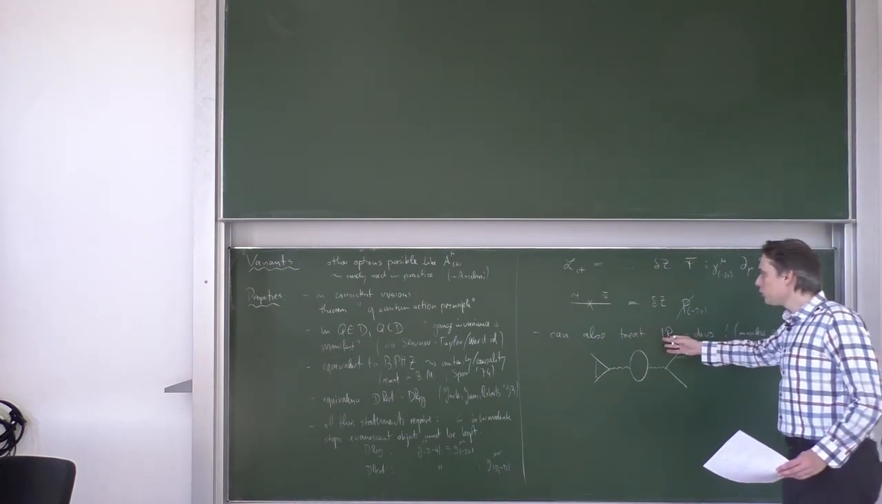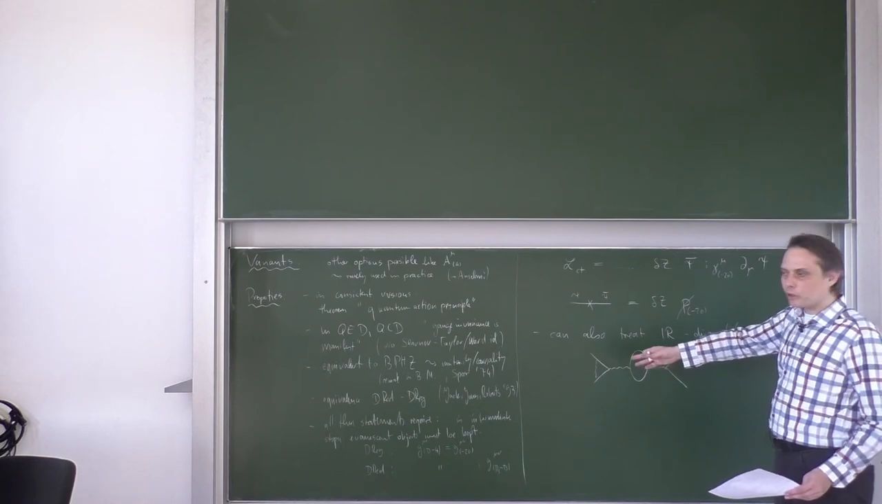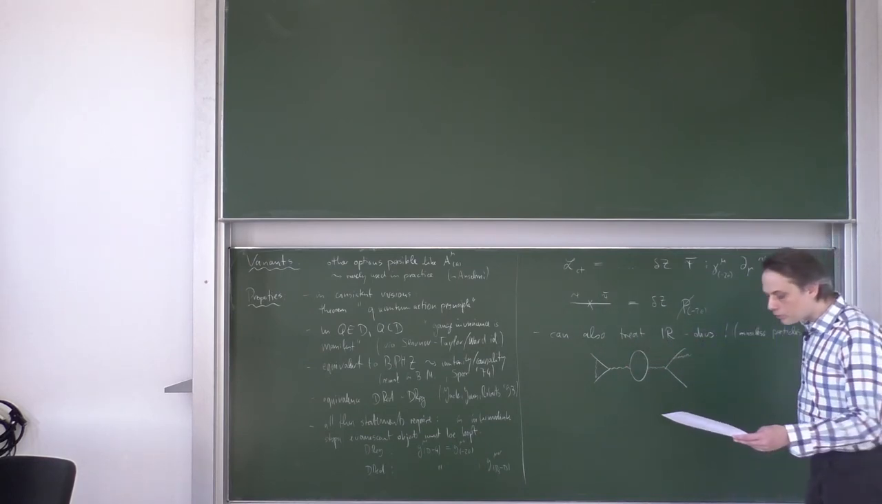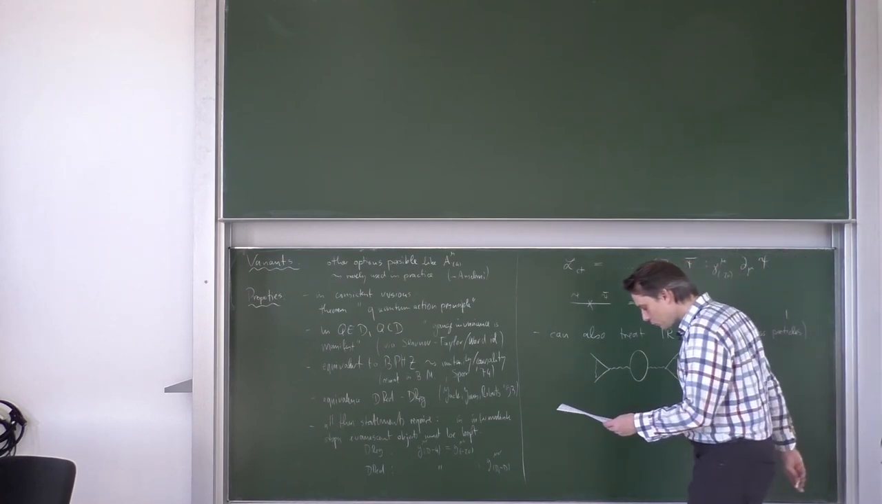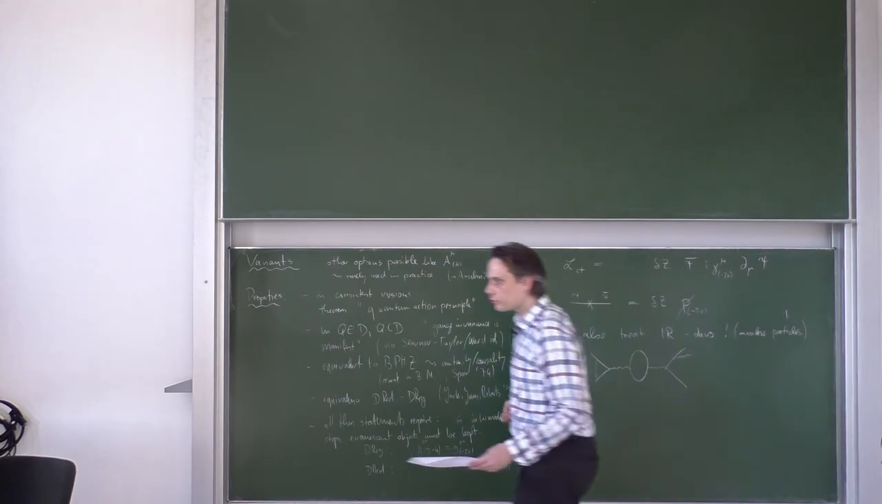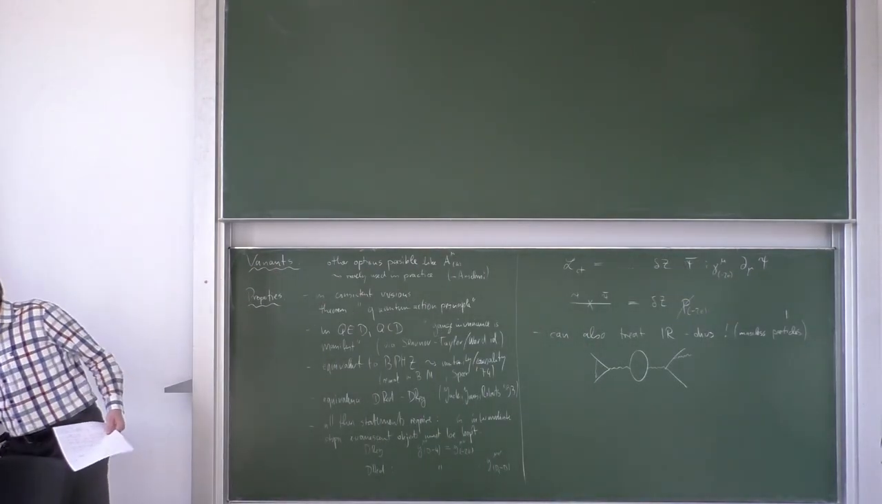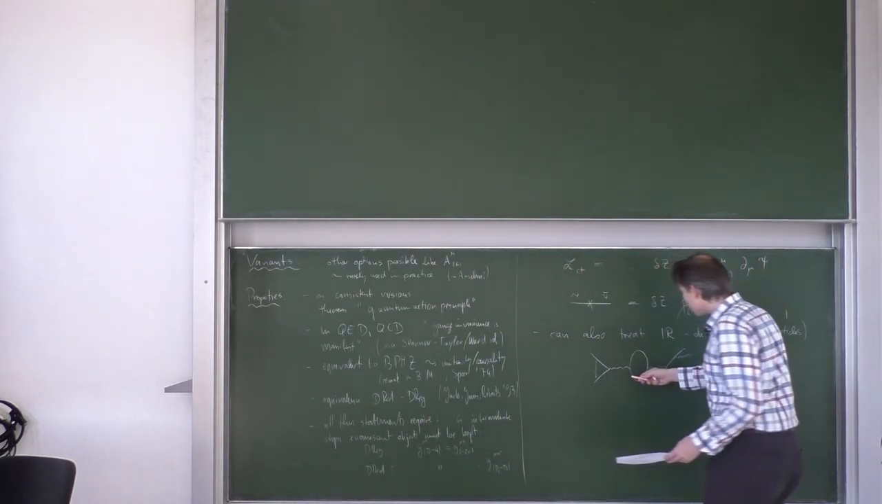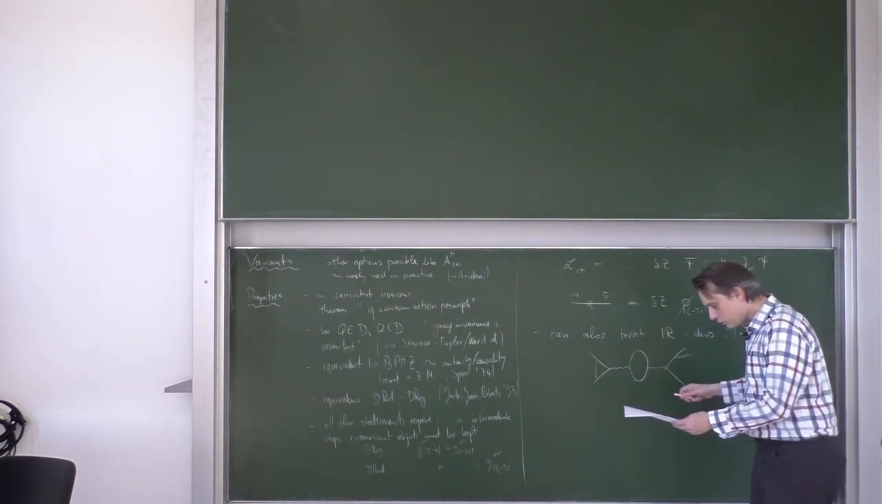Nevertheless, they appear, and in dimensional regularization or reduction, they can also appear in the form of 1 over epsilon poles. So, and then you can distinguish here several kinds of photons, and let's start here.